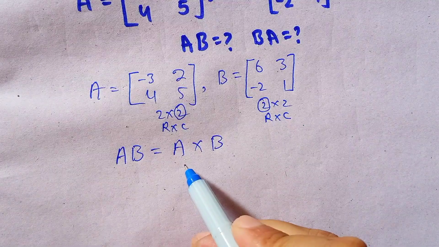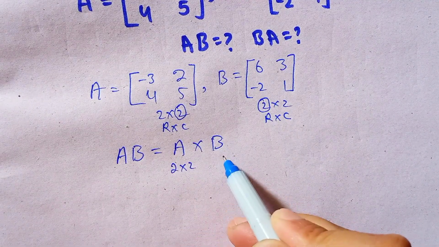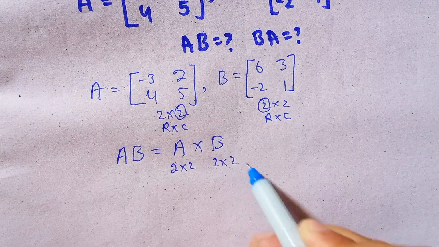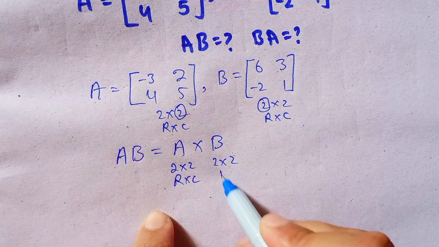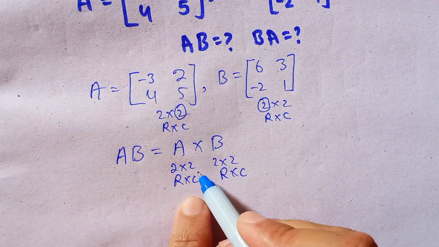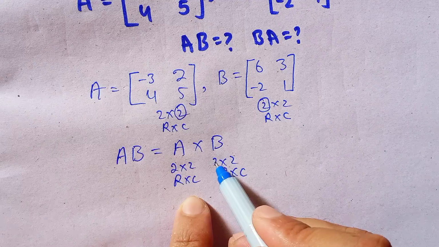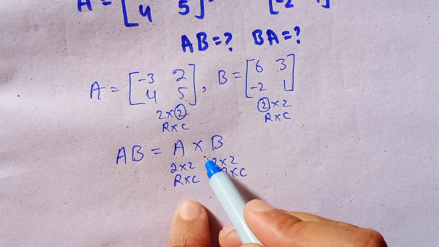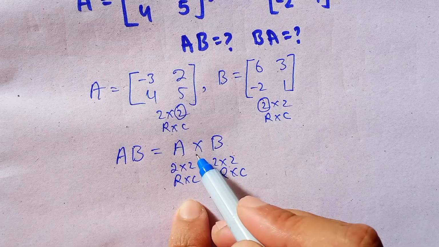Here the order of matrix A is 2 by 2, and the order of matrix B is also 2 by 2. Matrix A is a row by column matrix and matrix B is also a row by column matrix. So here the number of columns of the first matrix and the number of rows of the second matrix determine whether the multiplication holds or not. If these are different, then we cannot multiply these two matrices.